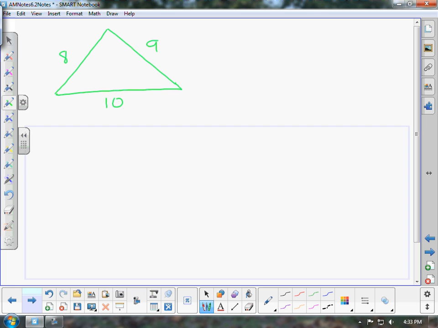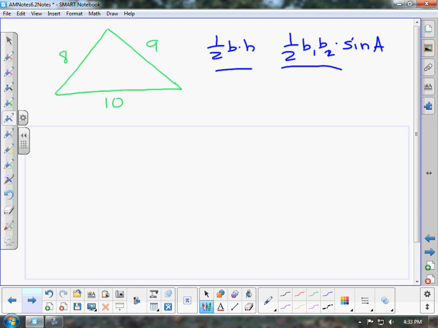Finally, just like yesterday, you had to find some areas of triangles, and that formula is still 1/2 the base times the height. And then with the law of sines, or with sines, you would go 1/2 of the two bases times the sine of the angle that is between them. Well, if this is the case where you're given the three sides, neither one of these two formulas will work.